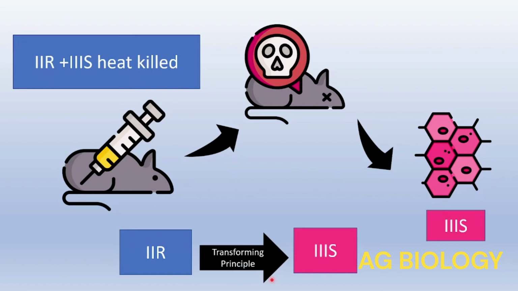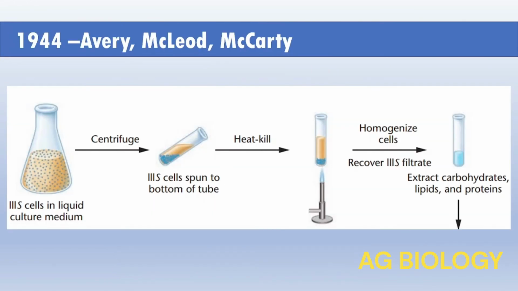The transformation experiment was later refined with a soluble filtrate by other scientists. But the big question remained: which molecule serves as the transforming principle? In 1944, three scientists, namely Avery, MacLeod and McCarty, obtained the transforming principle in a purified state. They proved that it is DNA beyond any reasonable doubt.